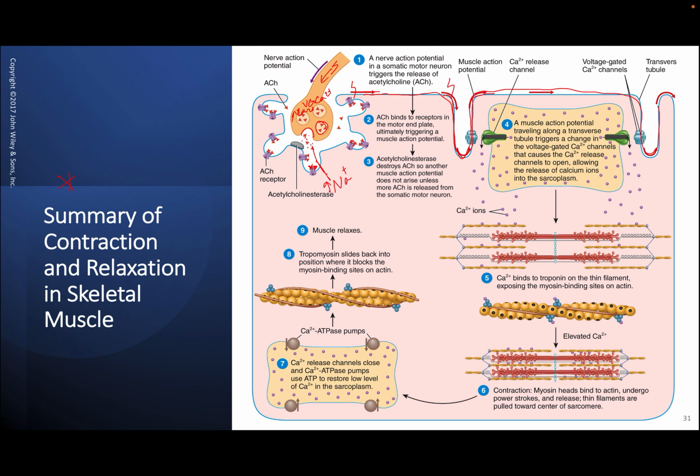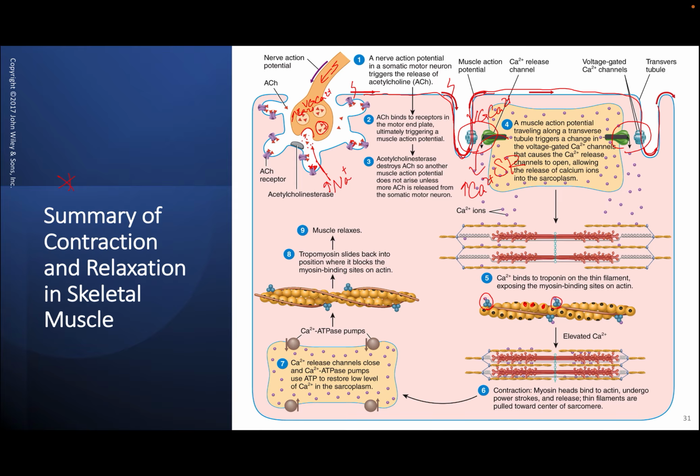With the spread of our little action potential here, this is going to open up our voltage-gated calcium channels, causing calcium to leak out of our sarcoplasmic reticulum. We're now having an increase in our calcium levels in the sarcoplasm. With this increase in calcium, it is going to bind to troponin, and that's going to pull tropomyosin out of the way, exposing the little myosin binding sites that we have on our actin filaments.